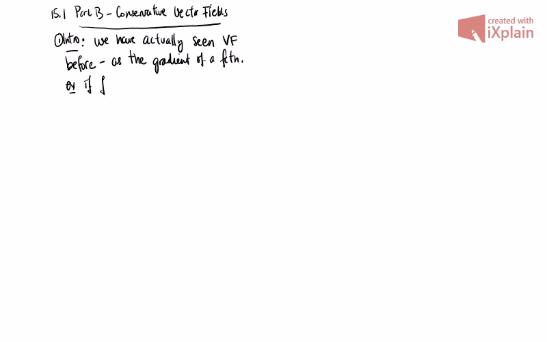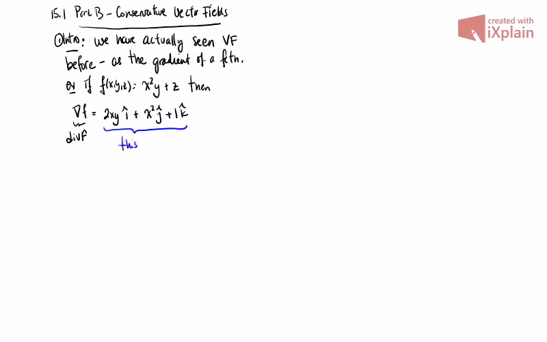If I have a little f of x, y, z, say x squared y plus z, then the gradient of f, remember this notation, is the partial with respect to x, i, plus the partial with respect to y, x squared j, and the partial with respect to z, k. So this guy right here is actually a vector field. Basically, it's the vector field that gives you the direction of maximum increase at each point.